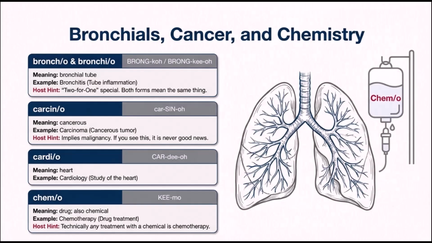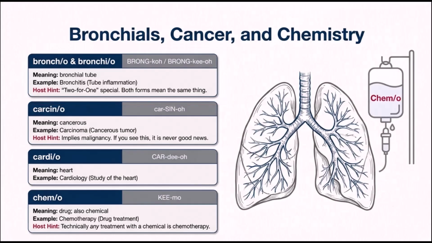Precisely. Okay, section 1 is done. Let's move into the chest. We've got a 2-for-1 to start. Broncho and bronchio. Yep, 2 forms, same meaning. They both mean bronchial tube. And if those tubes get inflamed, you've got bronchitis. Literally tube inflammation, that's why you cough.